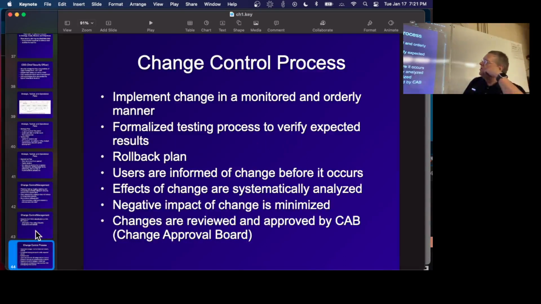All right, so you implement the change in a monitored and orderly fashion. You have a formalized testing process to make sure it worked. You have a rollback plan to get back to the old previous state in case it doesn't work. You inform users, you check to make sure it's working, and you review and approve everything with your change approval board. This is that ponderous bureaucratic process which is necessary at a large company if you want to have security, so your stuff is going to remain reliable even as you make these changes.